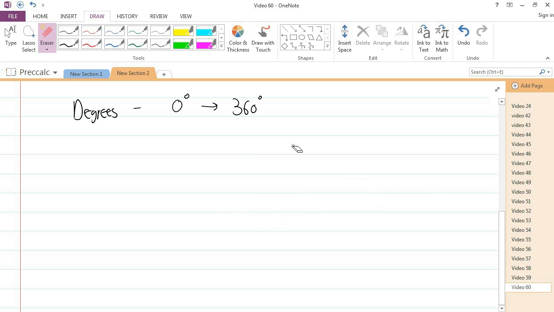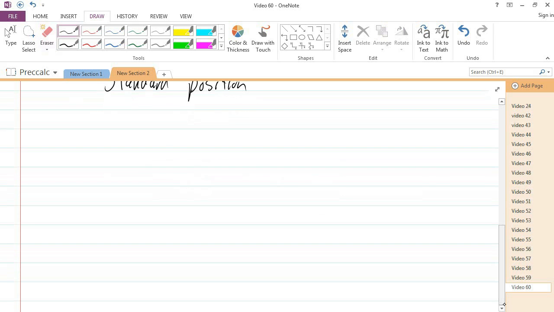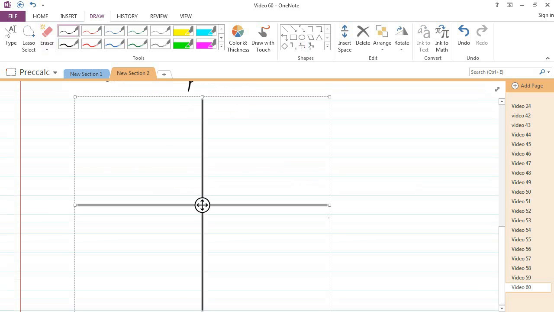To help us all reference angles in the same way, because angles can be oriented any way we want, and that's nice, but it can make it hard to compare them, we put angles in what we call standard position. Standard position works this way. You have a coordinate plane.